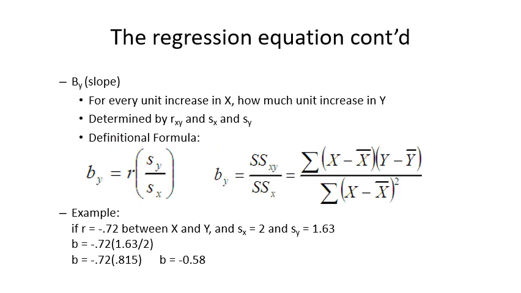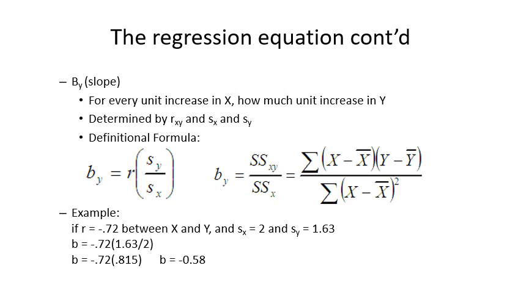So the first formula we're going to look at is the slope formula. This formula is the longer of the two formulas. And you see here the definitional formula for it, but what the slope means is, for every increase in x, that's how much y changes. If it's a positive slope, that's how much y increases. If it's a negative slope, that's how much y decreases. So the slope is going to be very closely related to the correlation, because just like the correlation, you're going to have positive or negative in the direction of the relationship.